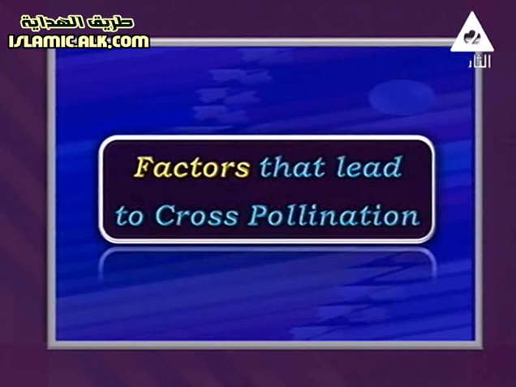What about the factors that lead to cross-pollination? Why do we need cross-pollination? Number one, sometimes the flowers are unisexual. We have three different types of sexuality of the flower. They may be unisexual, male only or female only, and sometimes they are bisexual. Bisexual means that they are male and female at the same time.